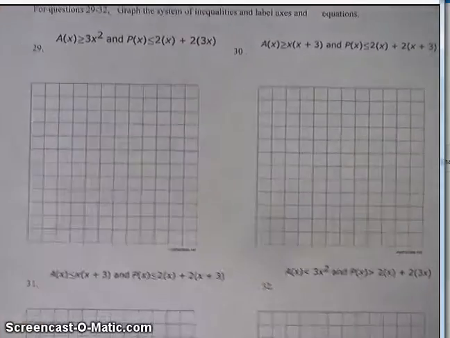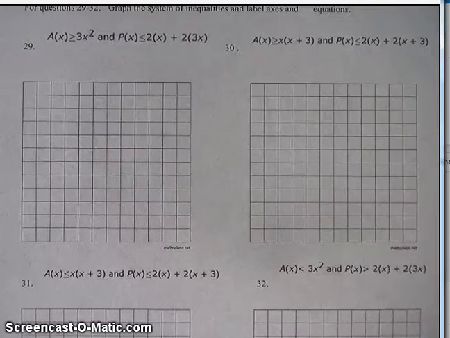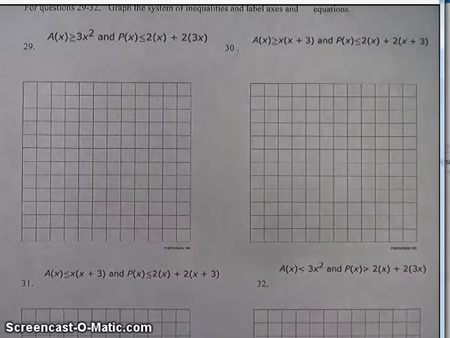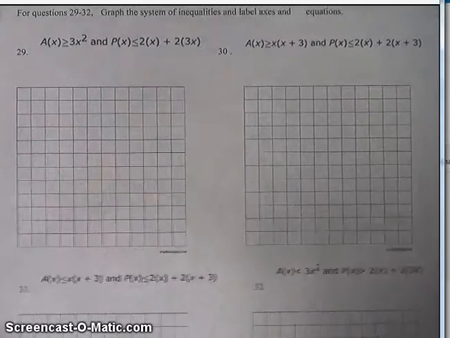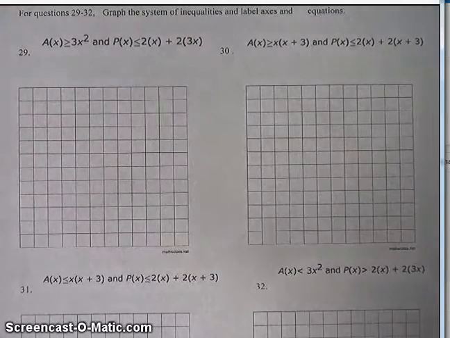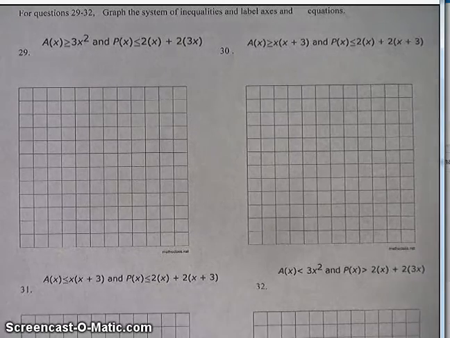All right, these last 4 questions are just graphing questions. I only have 6 minutes left. I may not be able to do all 4 of them, but I can at least show you how to do them. So we're just going to graph the system of inequalities, and label the axes and the equations.